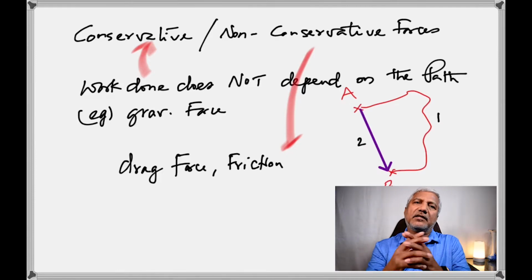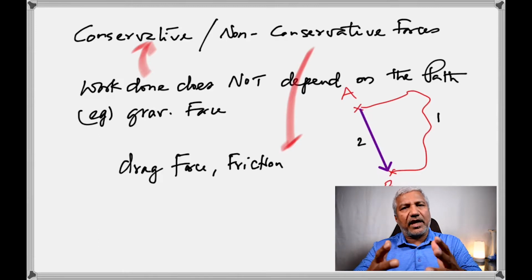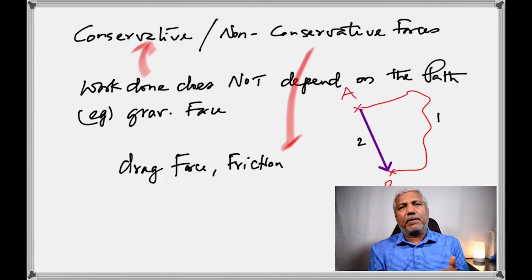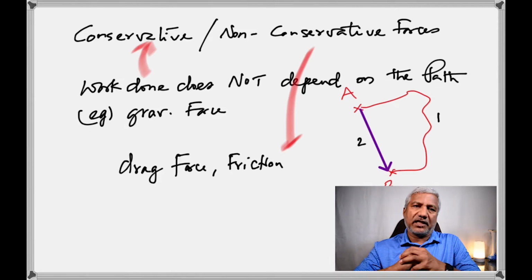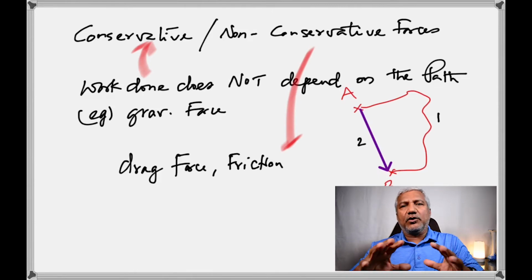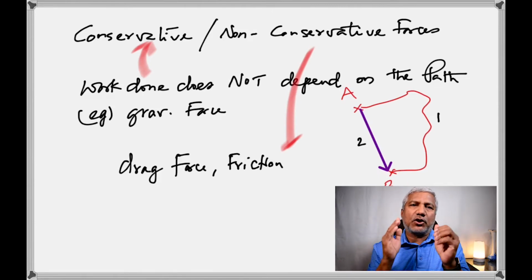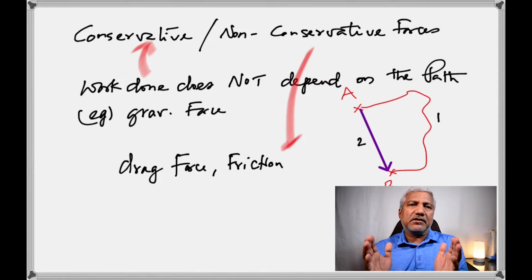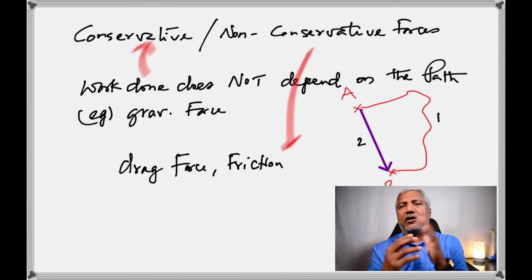But on the other hand, forces such as the drag force or friction are non-conservative forces. That means it's exactly the opposite. The work done now depends on the path taken. As we all know, in the case of friction, the shortest path will usually lead to the lowest work done, assuming that all the paths are on the same surface.